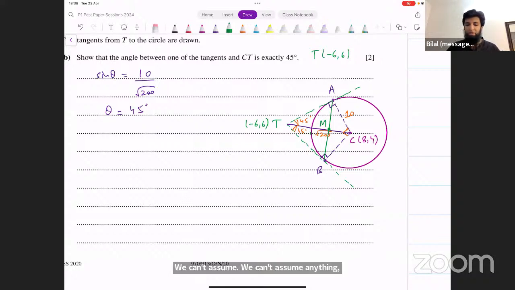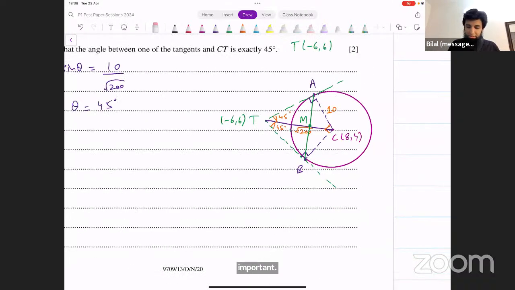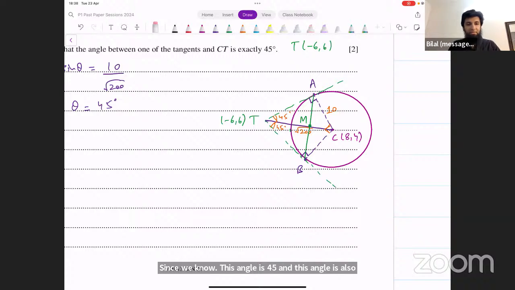Okay. However, if you think about this, since we know, now this is important, since we know this angle is 45 and this angle is also 45, this complete angle is 90 then.